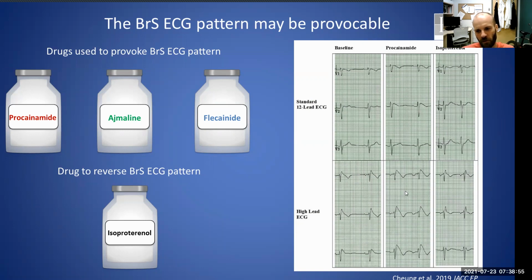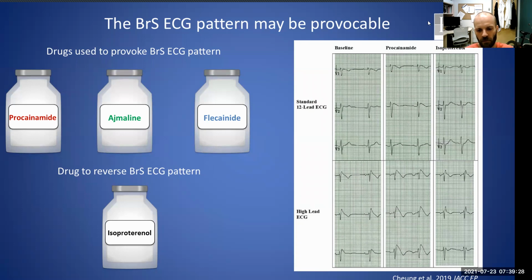If you do provoke a Brugada pattern like this, or if you've got someone with Brugada syndrome who's having lots of arrhythmias, then other drugs can decrease that pattern. And the drug that we tend to use for that in the acute setting is isoproterenol or isoprenaline, which is a drug that activates the adrenergic receptors, and it can suppress the Brugada pattern. Another one that can be used in the long term is one called quinidine.